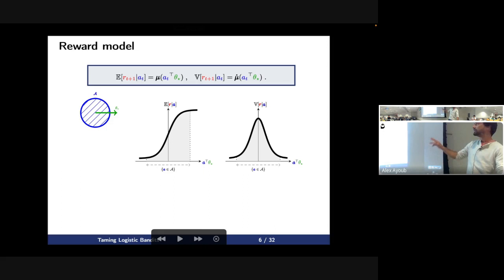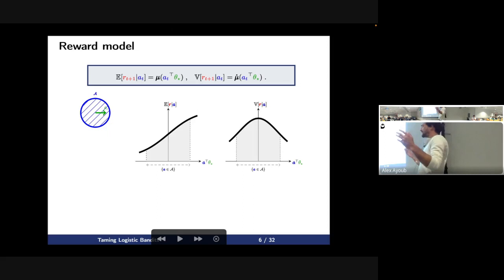So suppose that you have a parameter theta star that is of very, very small norm. So all the inner products will be small and close to 0. And so you're only playing in the linear region of the sigmoid. So you just zoom in on the reward model and see what you have.